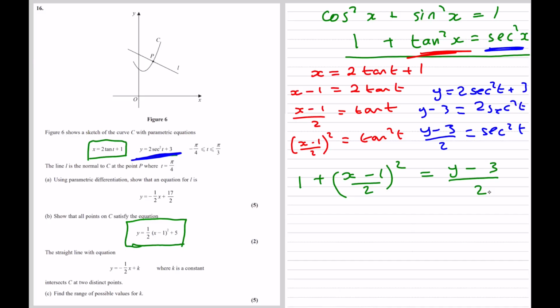Now it's just a case of rearranging this. We'll make y the subject, and that should be it. So I'm going to change this squared, so the top is squared and the bottom is squared, because I want to keep x minus 1 squared. I'm going to keep x minus 1 squared, so square the top, square the bottom.